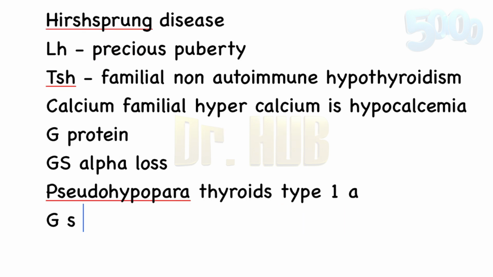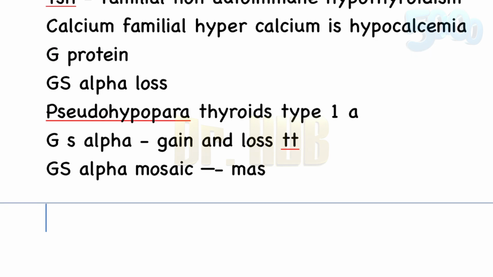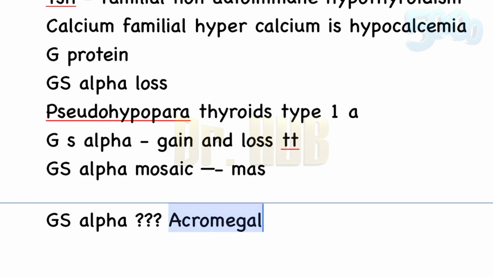Next is the GS alpha. GS alpha causes a gain, and what is involved is testotoxicosis, TT. Then the GS alpha again, the gain that is a mosaic, results in McCune-Albright syndrome, so we call it MAS. Then next, the GS alpha gain can lead to somatotroph adenomas with acromegaly.